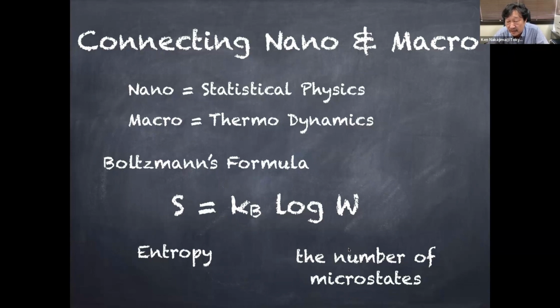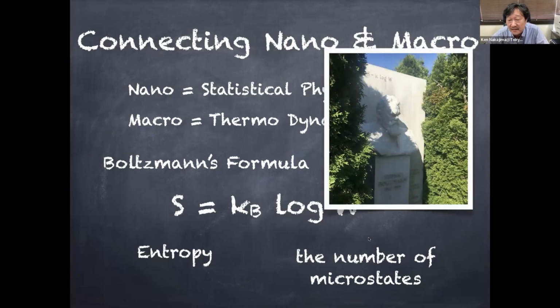Now, currently, you don't understand what I'm talking about. So let's move on to the next slide. But before that, please have a look at this. This is a photo of the tomb of Professor Boltzmann. And you can find this S equals k log W on his tomb. So it's a very nice photo, I guess.